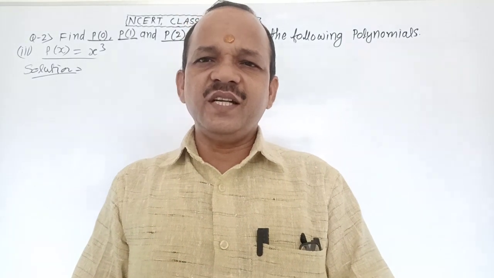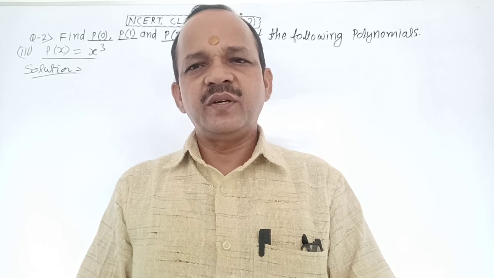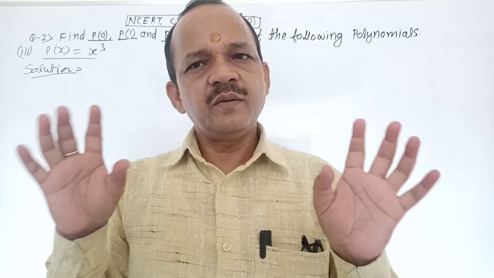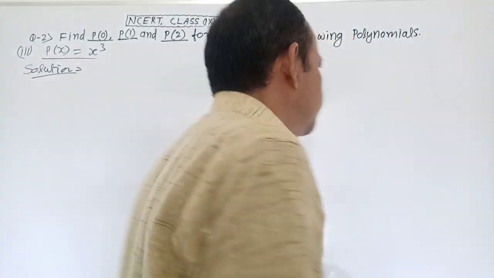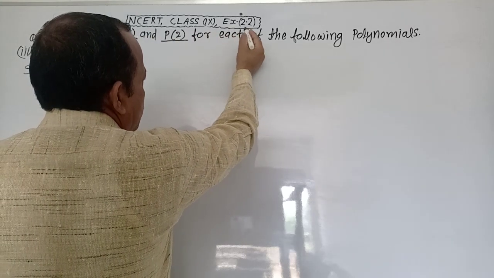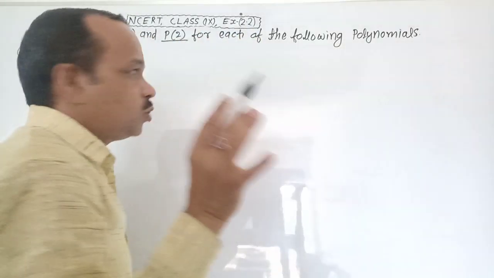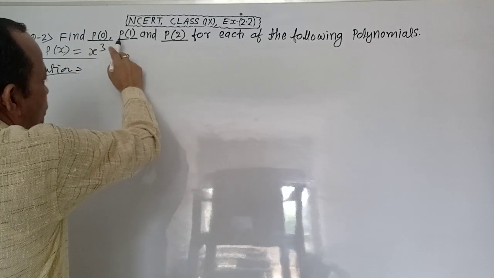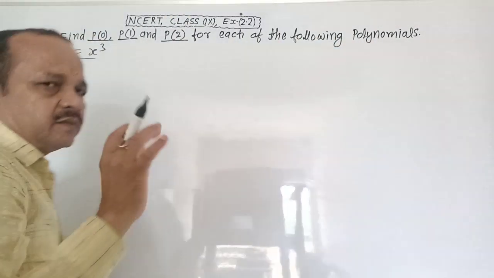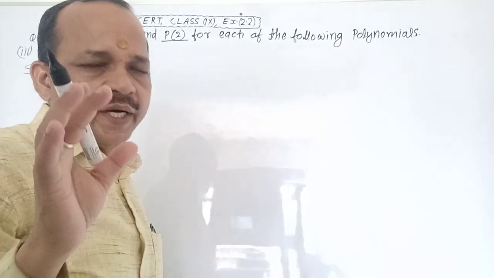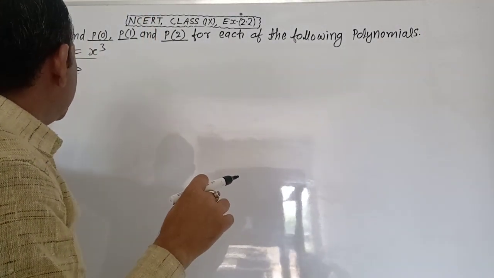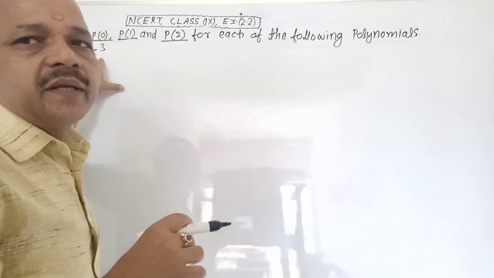But you concentrate your mind and see the board with full concentration. My words are clear? No confusion about it? Very good. See the board. NCERT class 9 exercise 2.2 question number 2. Find p(0), p(1), p(2) for each of the following polynomials. Question is clear? No confusion about it? Very good. Question is p(x) equals x^3.